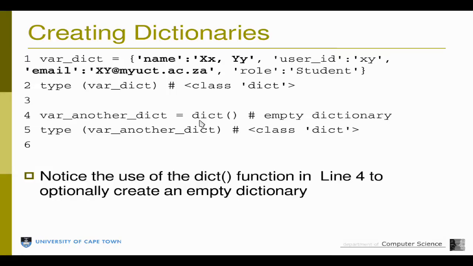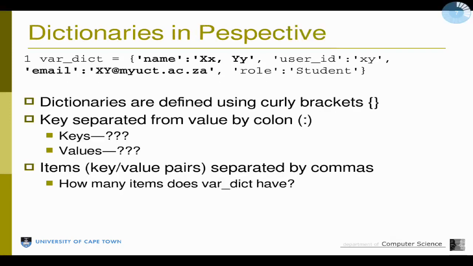I really can't think of a use case where you'd want to first create an empty dictionary before you start populating it, but I suppose there are a couple of use cases. And you notice if we invoke the type function on these variables that we're creating, it actually shows us this is a dictionary, right? It's a dictionary. Interesting.